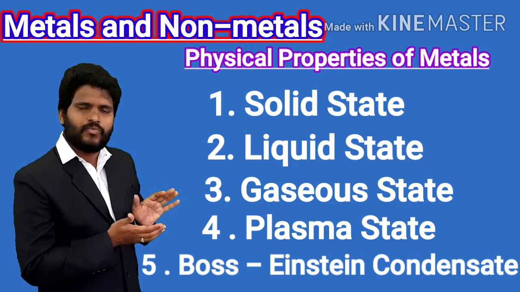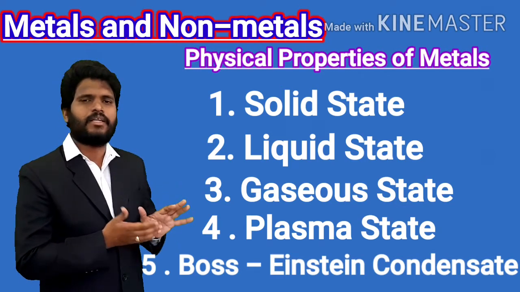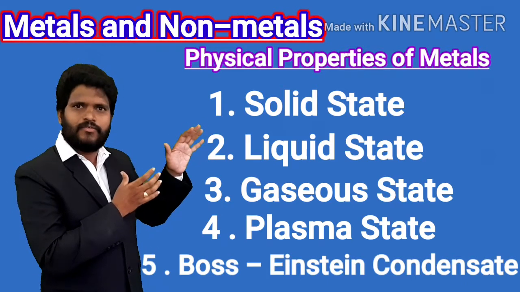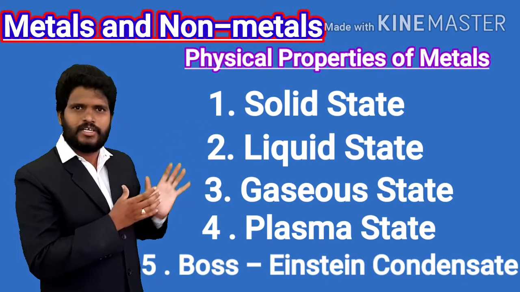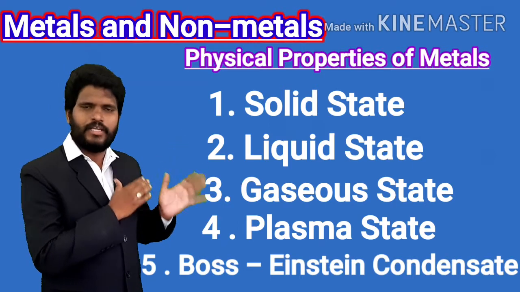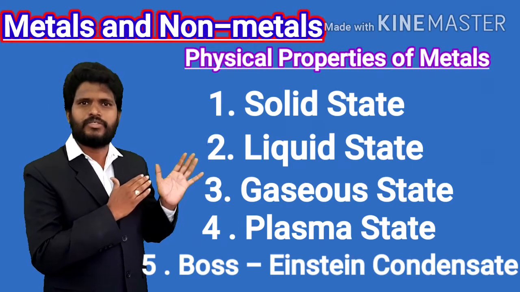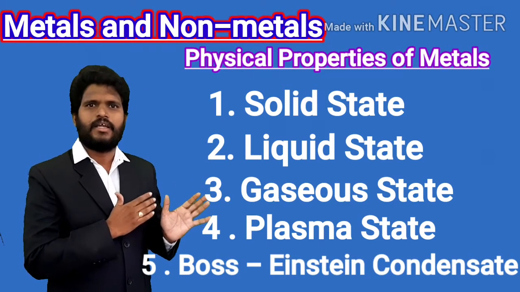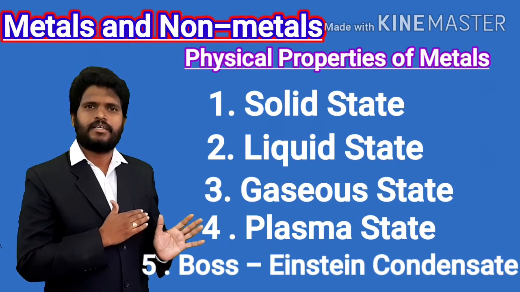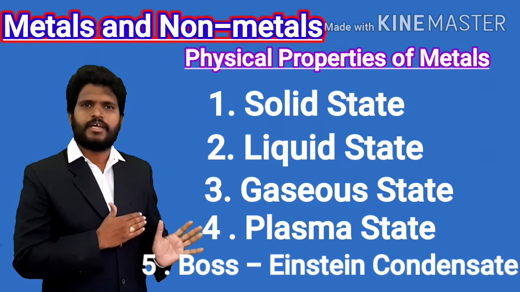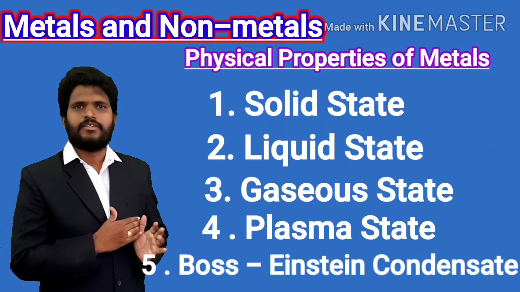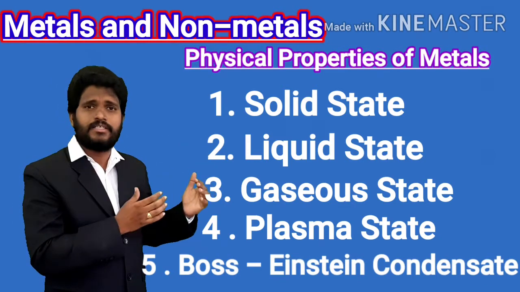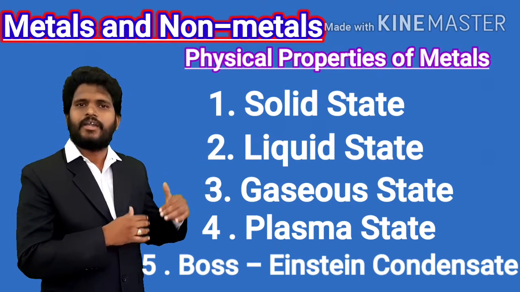This physical state we can observe in the laboratory only, right? So what are the 5 states? We say 5 states are there. Number 1 is solid state. Number 2, liquid state. Number 3, gaseous state. Number 4, plasma state. Number 5, Bose-Einstein condensate. About the properties of these states, we will discuss in your higher classes.